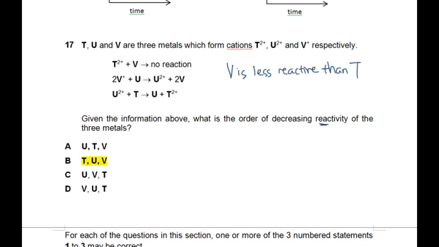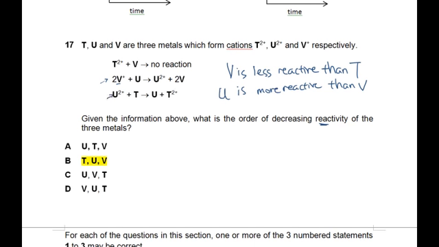Now we look at the second one. 2V plus U, and you have a reaction. Only a more reactive metal can displace the less reactive metal ion. If you know this, you will know that U is more reactive than V. And we look at the last one.